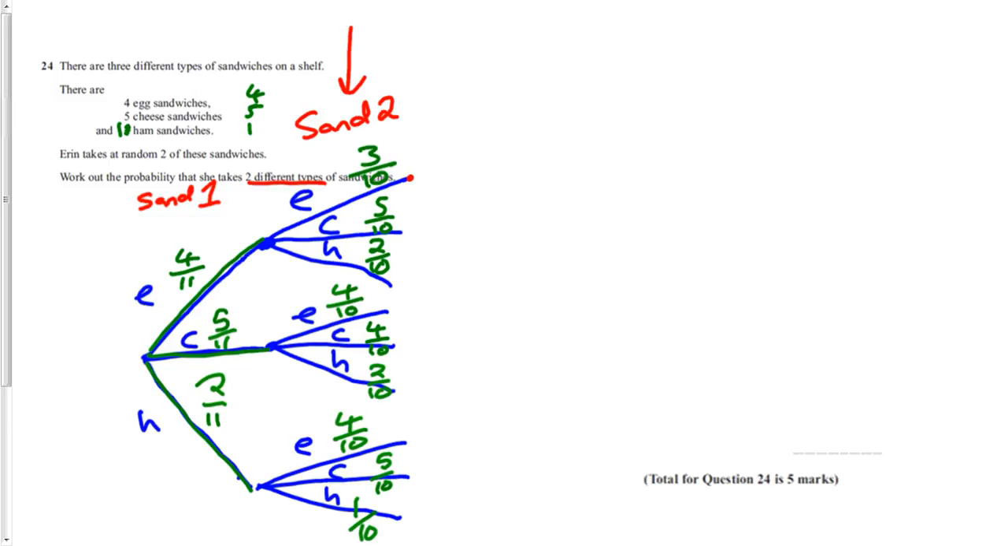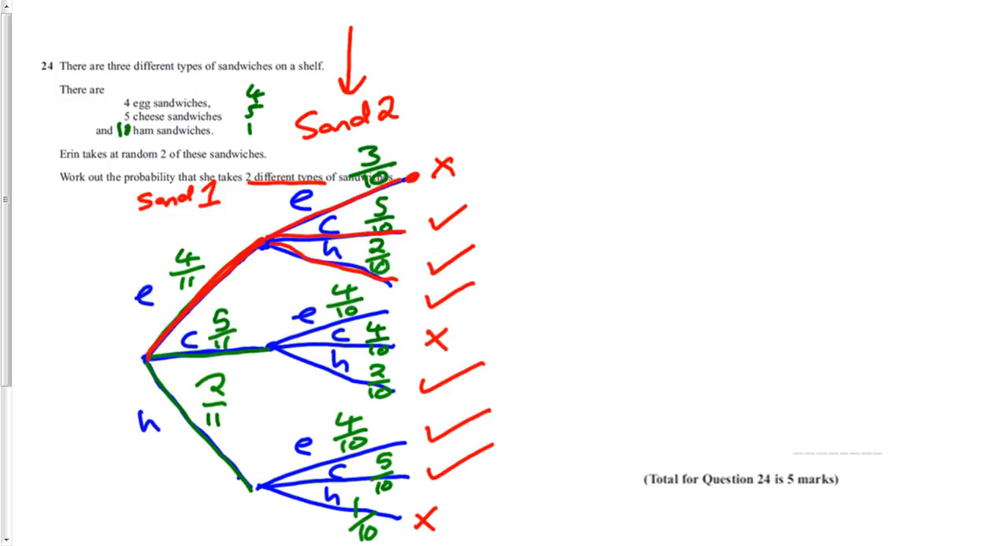So this one here is the top one. She chose egg first of all, then she chose another egg. So we don't want that one because that's the same sandwich. This one she took egg first of all and then a cheese. So we do want that one. This option she took egg first and then she took ham. So they're different sandwiches, so we want that one. If we go down to the next lot, cheese and egg, that's different. Cheese and cheese, that's the same. Cheese and ham, that's different. The next one underneath, ham and egg, that's different. Ham and cheese is different. The bottom one is ham and ham, which we don't want.